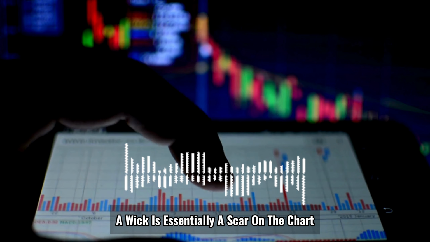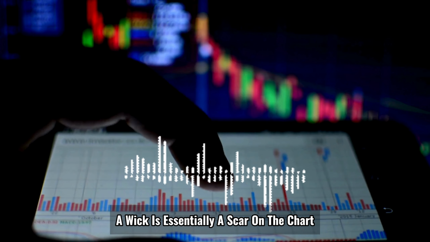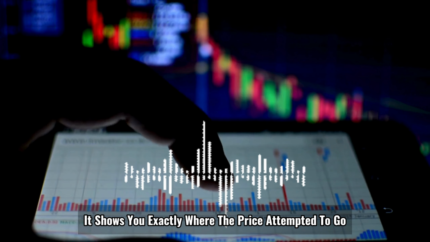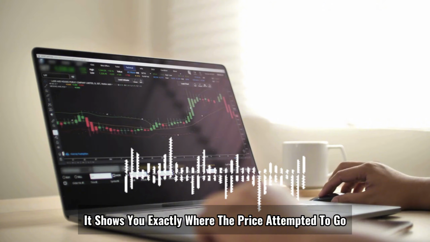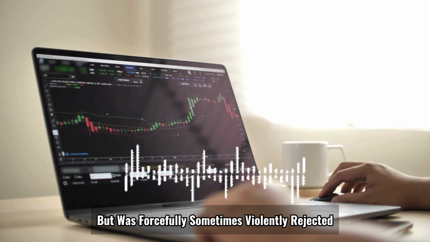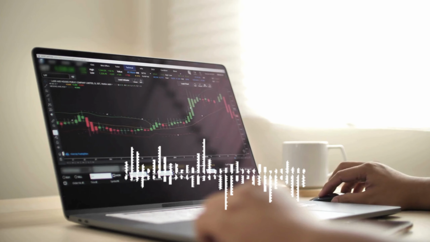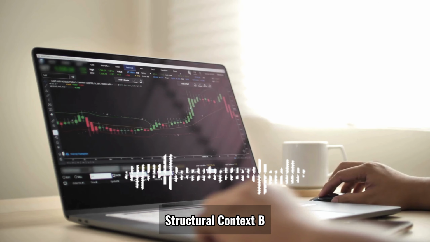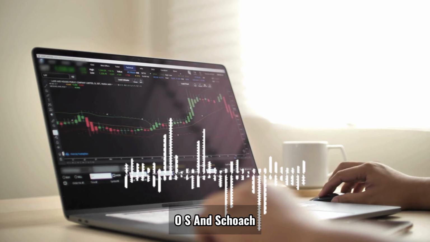A wick is essentially a scar on the chart. A scar, I like that. Yeah, it shows you exactly where the price attempted to go, but was forcefully, sometimes violently, rejected. The wick is the scene of the crime. Structural context, BOS and CHoCH.